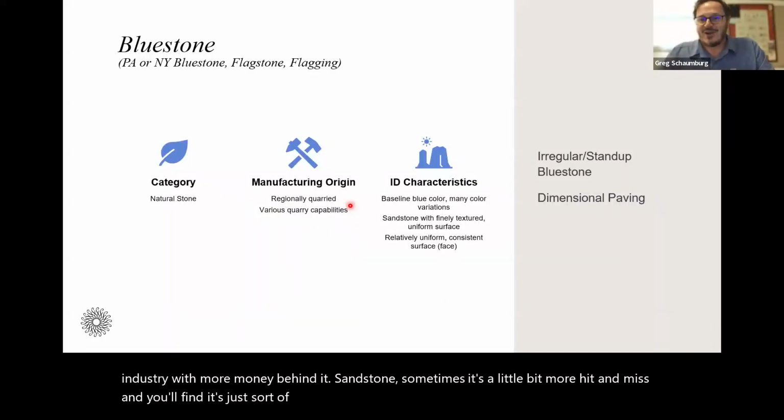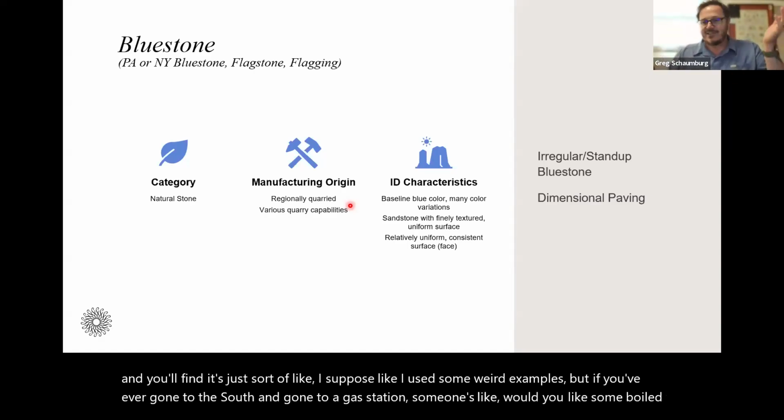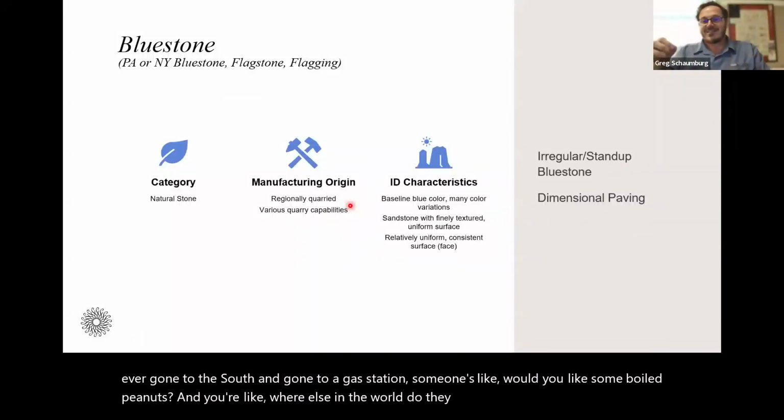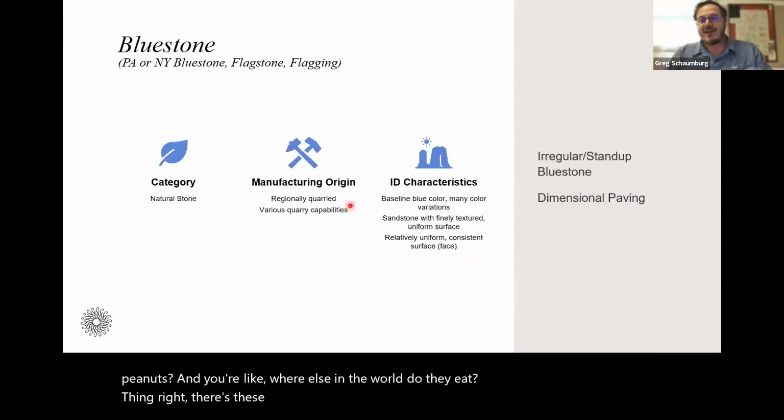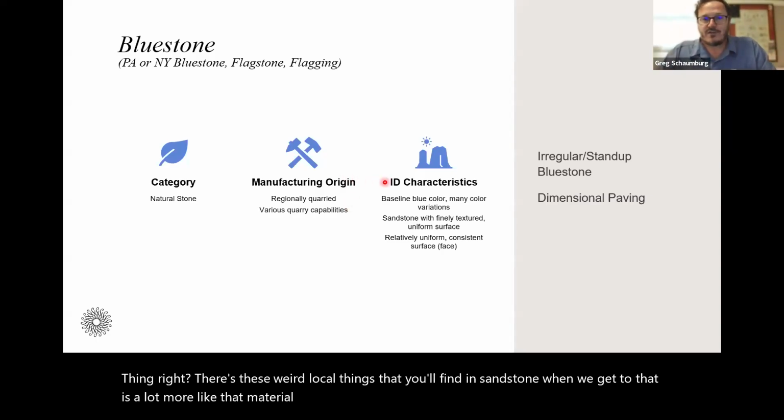I'll use some weird examples, but if you've ever gone to the South and gone to a gas station, someone's like, would you like some boiled peanuts? And you're like, where else in the world do they eat this thing? Right? There are these weird local things that you'll find in sandstone. When we get to that, it's a lot more like that, a weird regional thing.